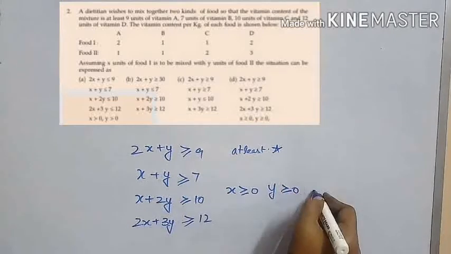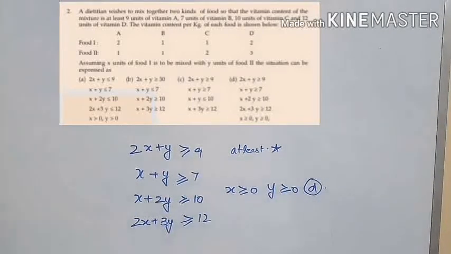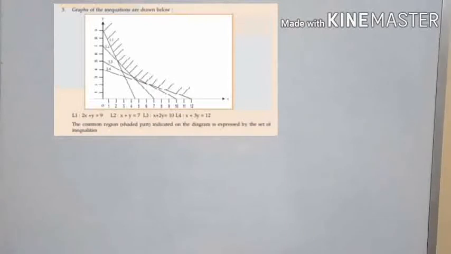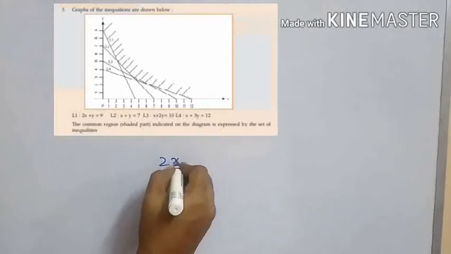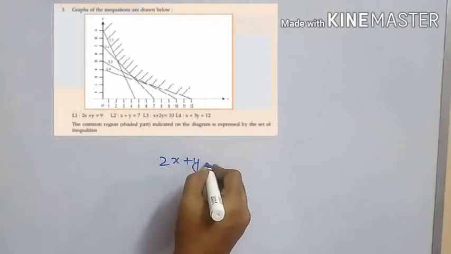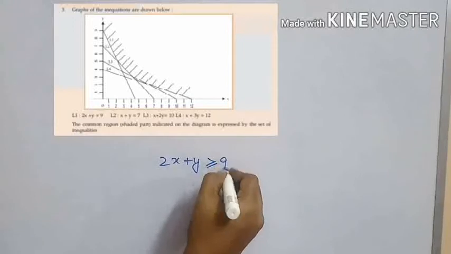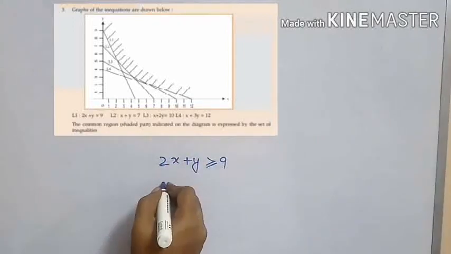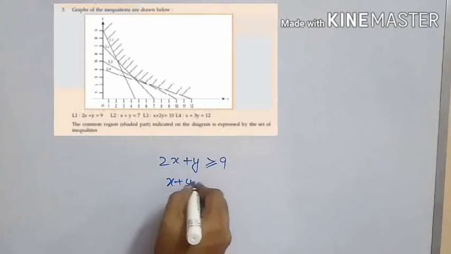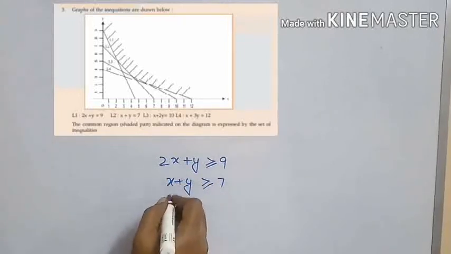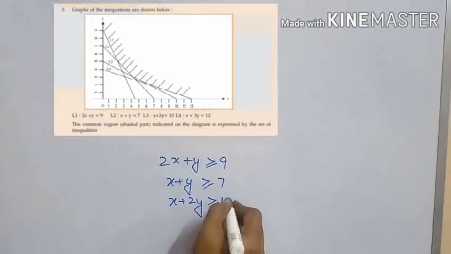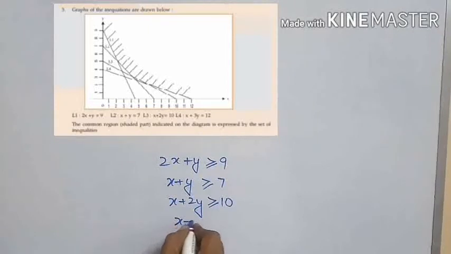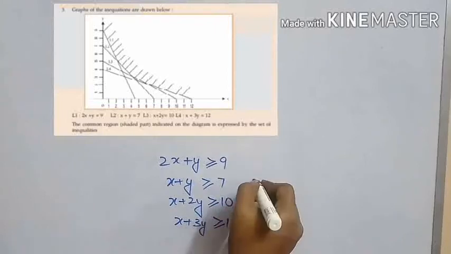Therefore, the correct option is D. In the next question, graphs of the inequations are drawn below. The common region indicated on the diagram is expressed by the set of inequalities. And from the diagram, we see that the solution space that is shaded here are all away from the origin, which shows that inequality should be greater than or equal to.